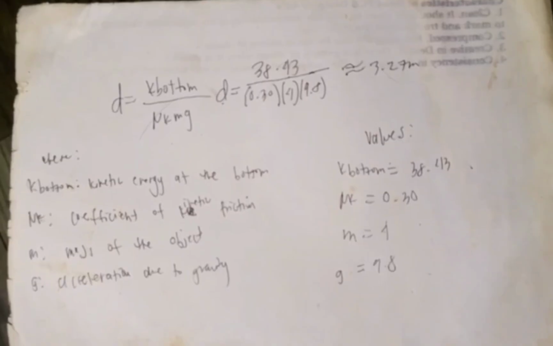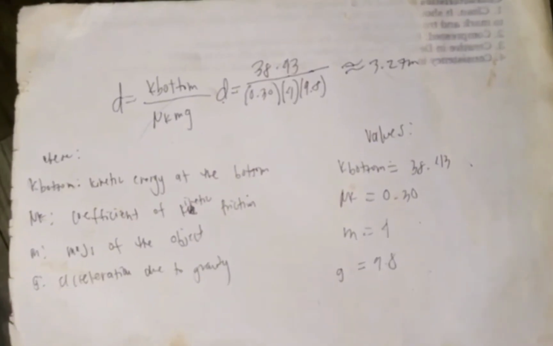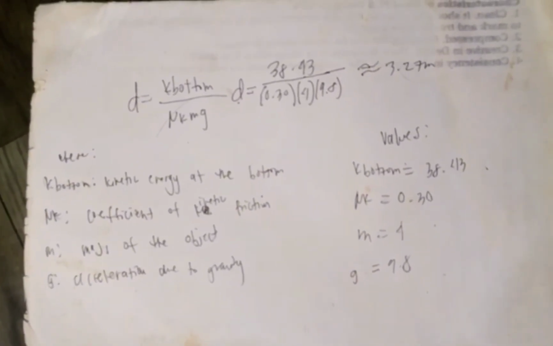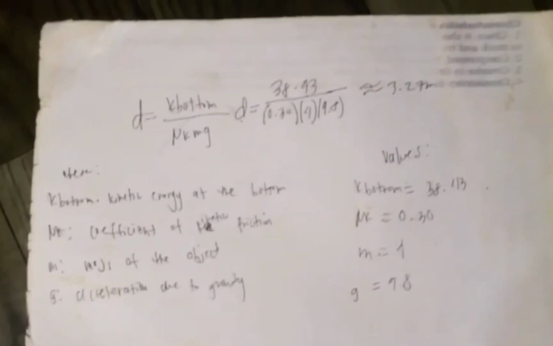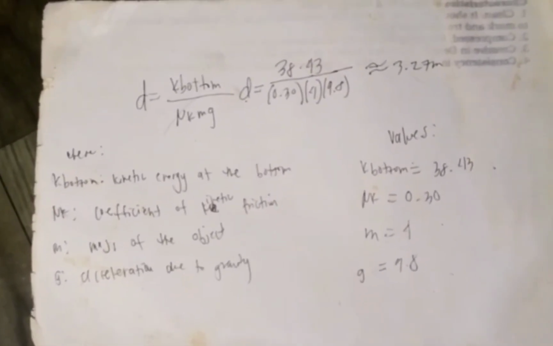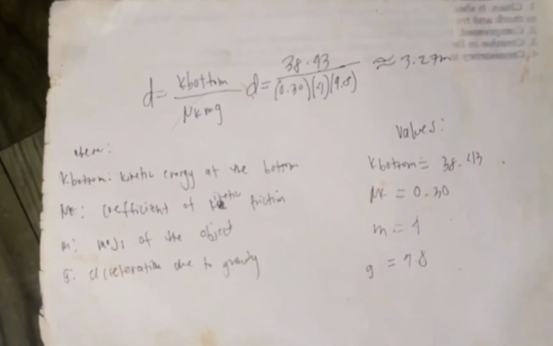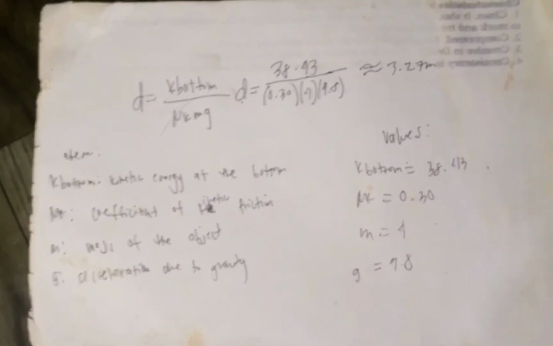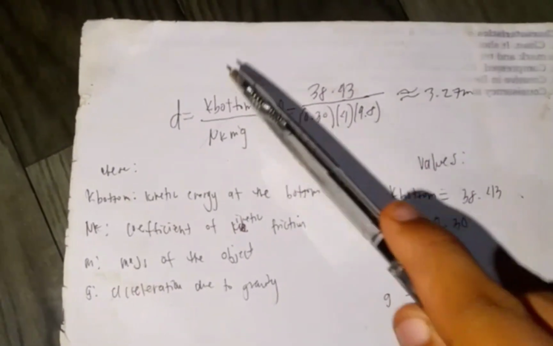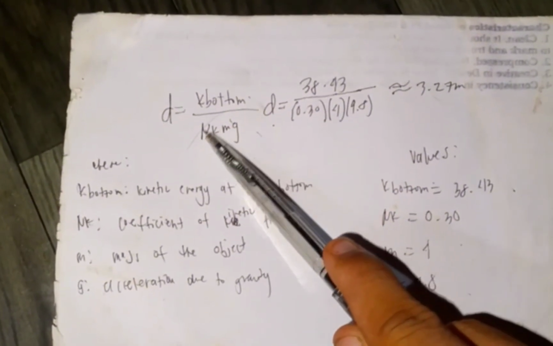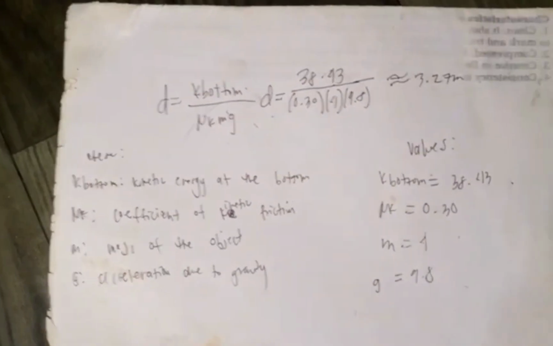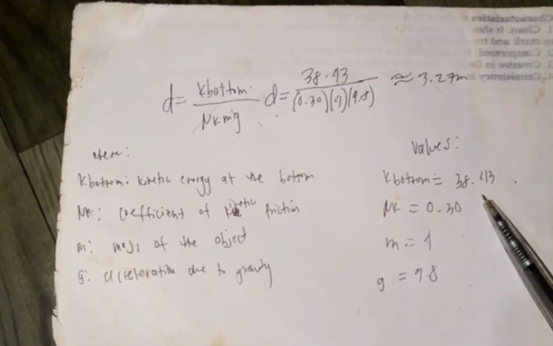So, the work-energy principle: the final kinetic energy K is 0 because the object comes to a stop. The equation, kinetic energy at the bottom plus work done by the friction force on the ground, is equal to 0, indicating that the kinetic energy at the bottom is converted into work done by friction. So the distance d is calculated using the formula: kinetic energy at the bottom over the coefficient of kinetic friction, the mass of the object, and the acceleration due to gravity. The value for kinetic energy at the bottom is 38.43.